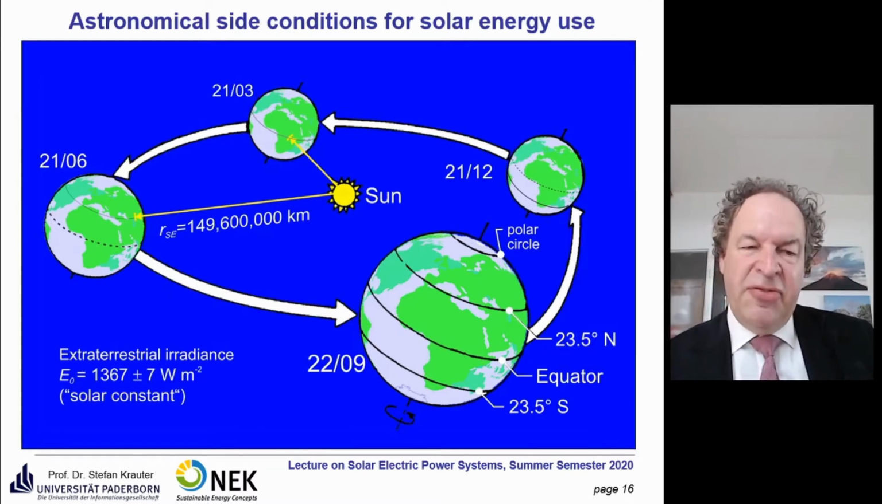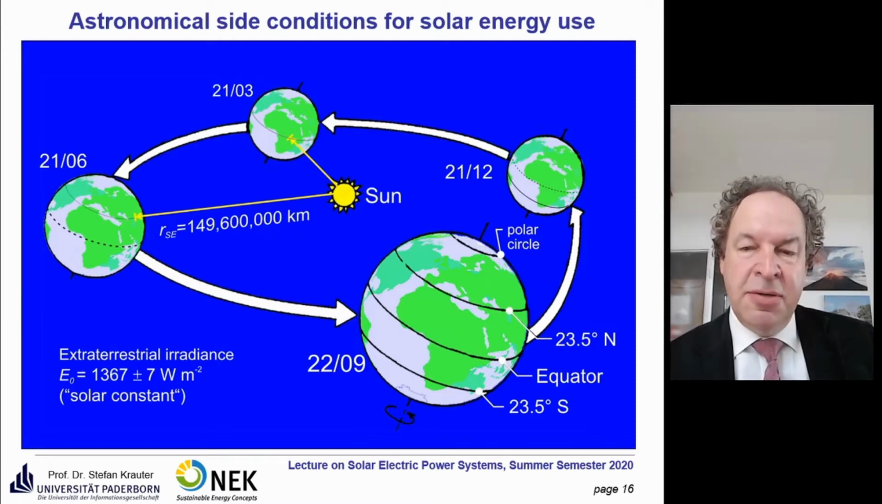Above the atmosphere, we receive the so-called extraterrestrial irradiance, or AM0. We come to this a bit later. This has been very well measured by satellites and so on. This is a value of 1,367 watt per square meter.